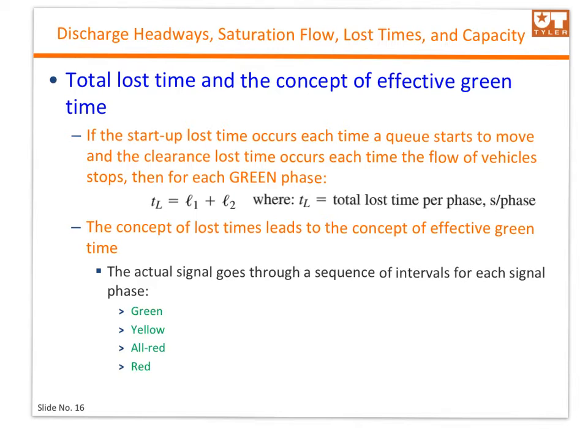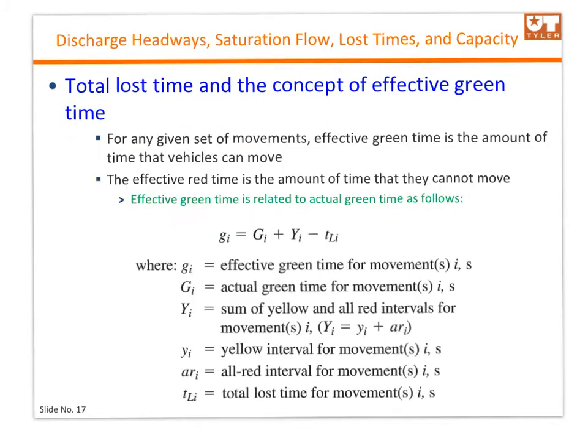So the effective green time, now we need to include the G time plus L1 and L2, like what we're gonna see in the next slide. But as a reminder, the actual signal goes through a sequence of intervals for each signal phase. We go from green to yellow, all red, and red. So now at any given set of movements, the effective green time is really the amount of time that vehicles can move. Therefore, the effective red time is the amount of time that they cannot move.